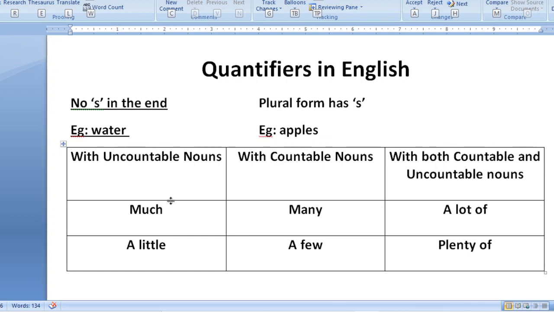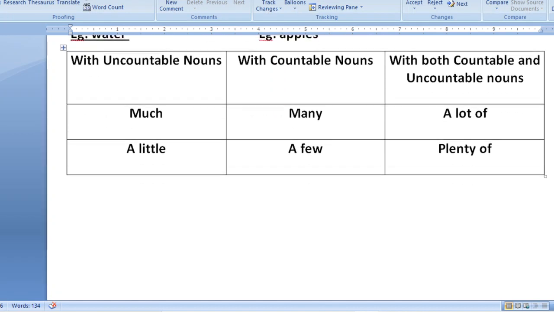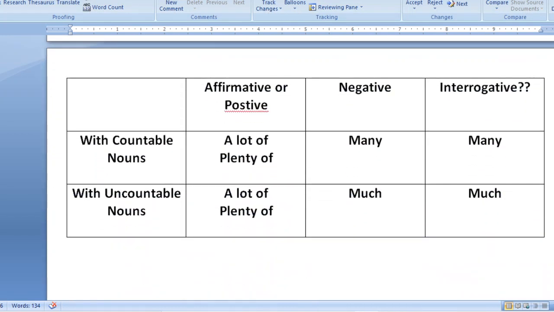So certain quantifiers can be used for both countable and uncountable. Much and a little are used for uncountable. Many and a few are used for countable. Many apples, a few apples, much milk, a little milk. A lot of and plenty of can be used for both. Now, this is the tricky part. The tricky part is to know where to use what.